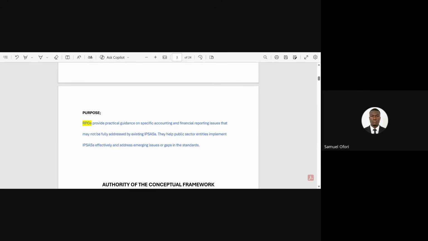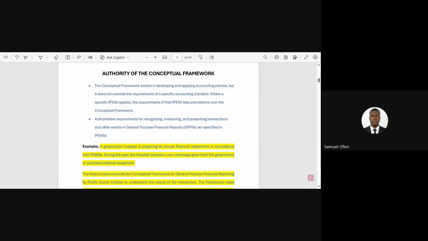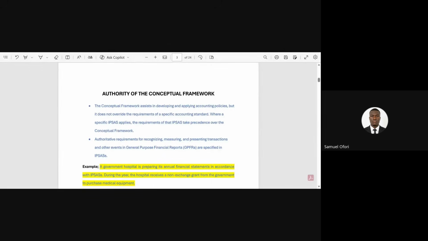Let's move to the notes and see what they are telling us there. The conceptual framework assists in developing and applying accounting policies, but it does not override the requirement of a specific accounting standard. Whenever you have the IPSAS in place, the conceptual framework has no authority over it. If the IPSAS requires recognition at replacement cost, the conceptual framework does not have any authority over that. The conceptual framework will just help you classify something as revenue, asset, or liability.